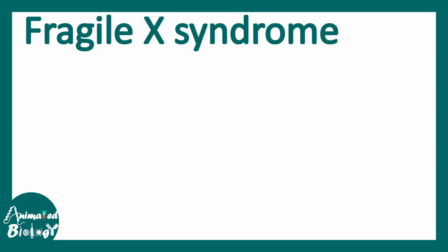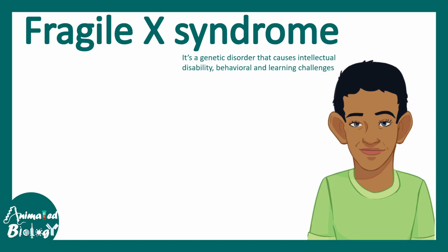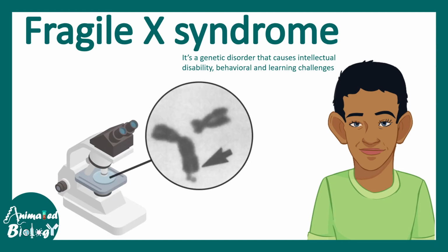In this video, we'll get a quick overview of Fragile X syndrome. This is a genetic disorder that causes intellectual disability, behavioral and learning related challenges. When the X chromosome of these Fragile X syndrome patients is seen under the microscope, one can see a fragile end, and that is basically the X in Fragile X syndrome. We'll try to understand why this occurs and what the molecular basis of this is.